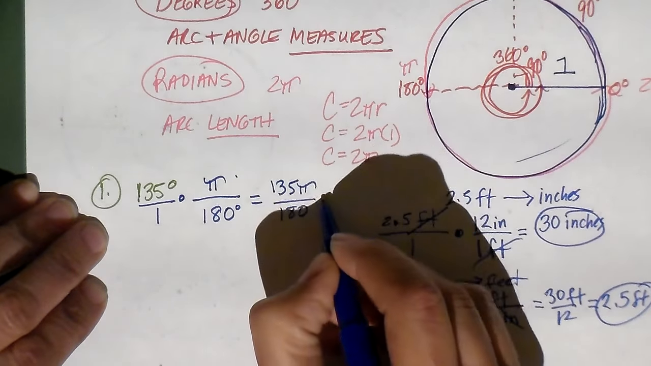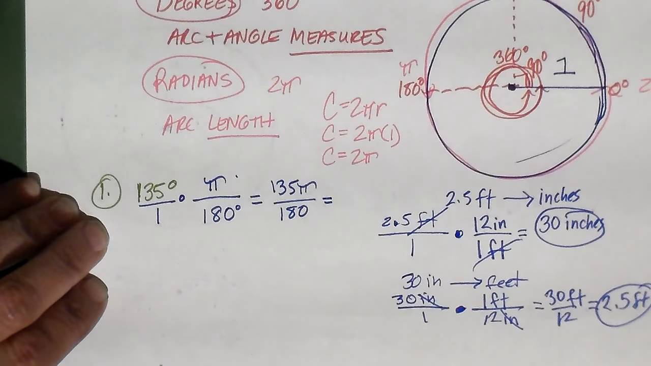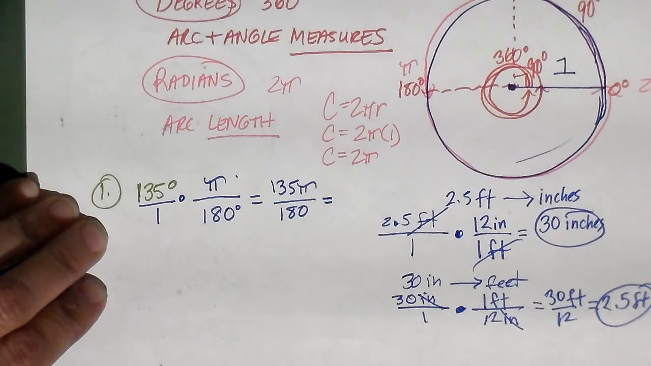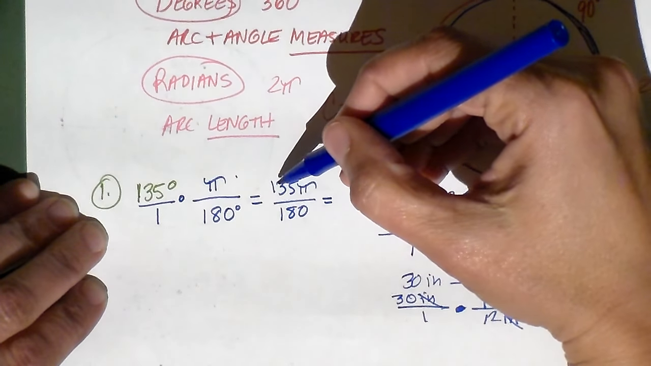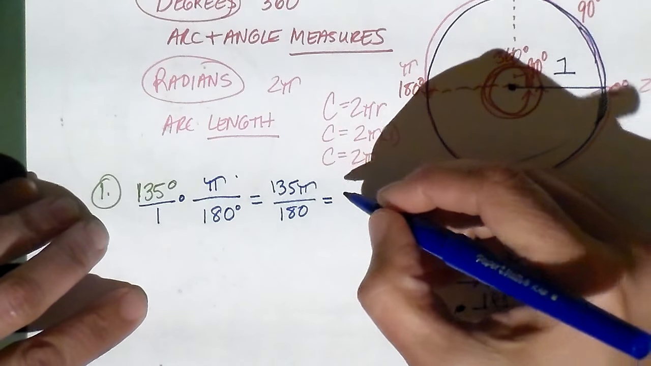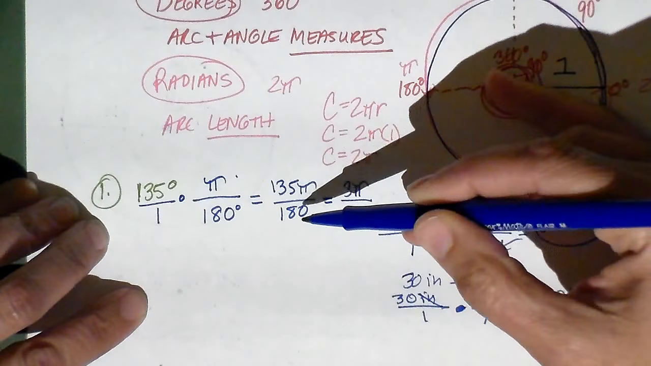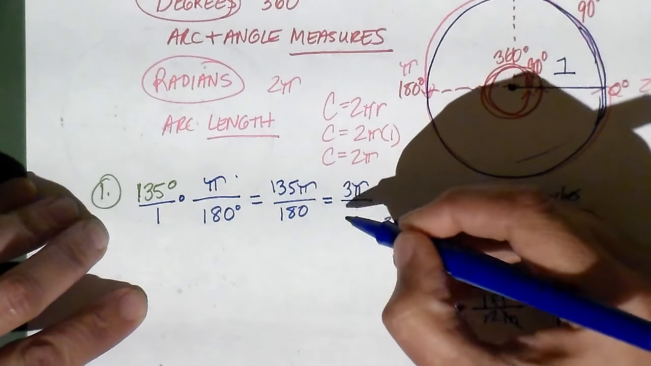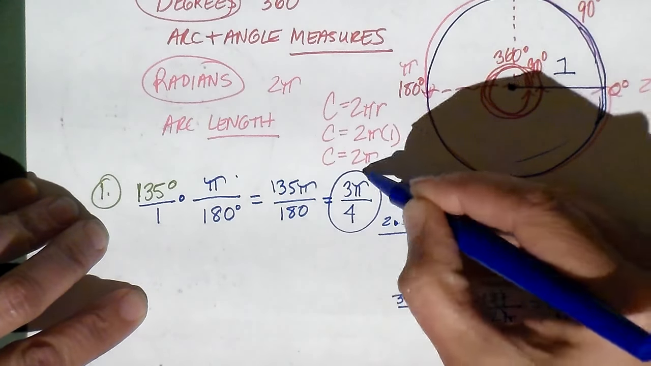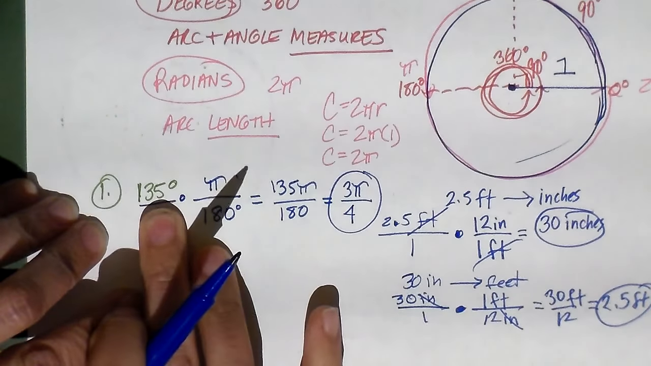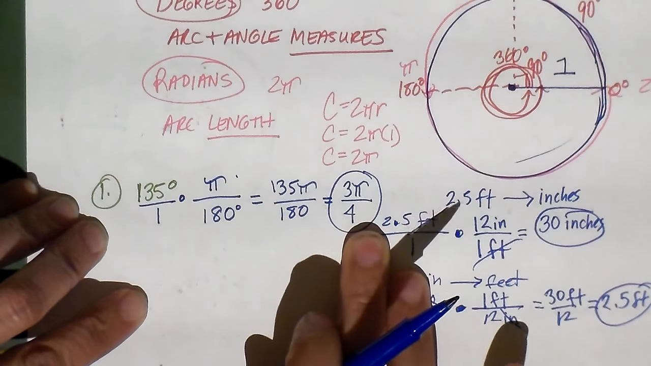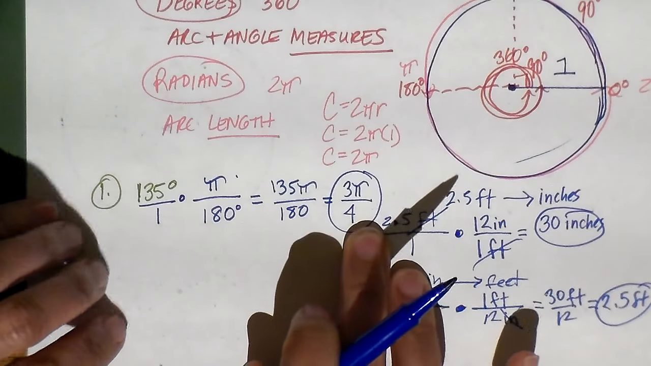And all I'm going to do is reduce that, and I don't like having to think about reducing. So let's think of what I can divide both of these by. I can actually divide both of them by 45. 45 goes into 135 3 times. So I have 3 on top, and the pi stays there. And 180 has 4 45s. So there's my answer. 135 degrees represents 3 pi over 4 radians.